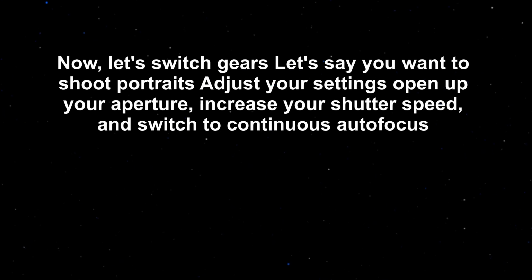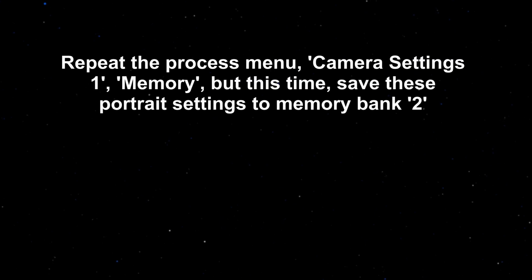Now, let's switch gears. Let's say you want to shoot portraits. Adjust your settings, open up your aperture, increase your shutter speed, and switch to continuous autofocus. Repeat the process: menu, camera settings 1, memory. But this time, save these portrait settings to memory bank 2.